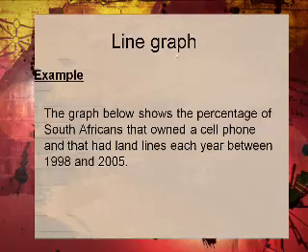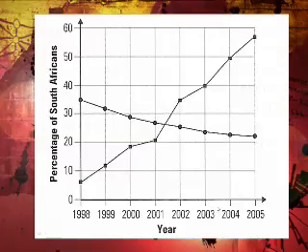Now, line graph. The line graph below shows the percentage of South Africans that owned a cell phone and that had landlines each year between 1998 and 2005. Let's have a look. Landline, obviously, is going down this year. What goes up is cell phones, without even looking at them. Common sense. Real life situation: the number of people with cell phones is growing, landlines are coming down.